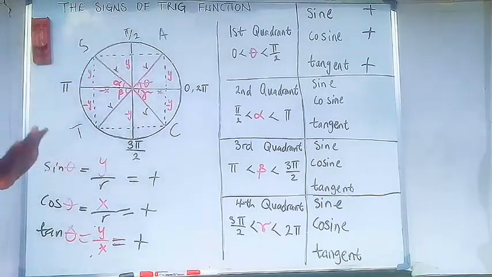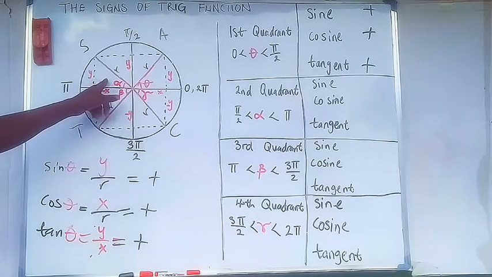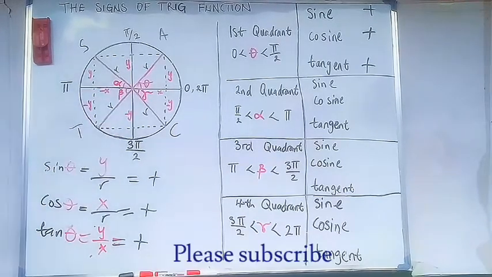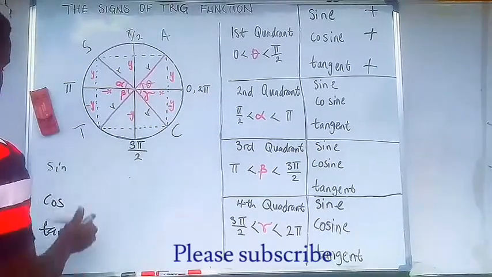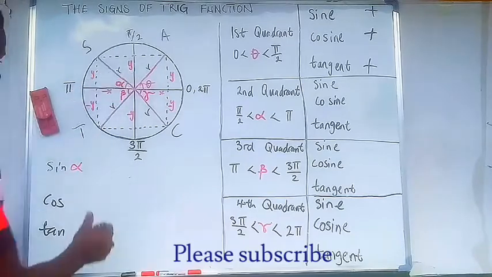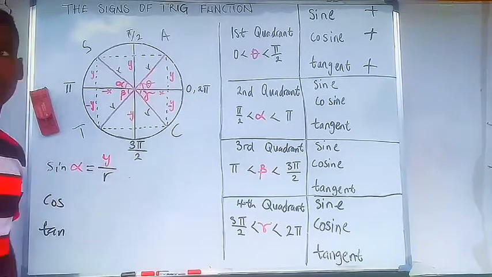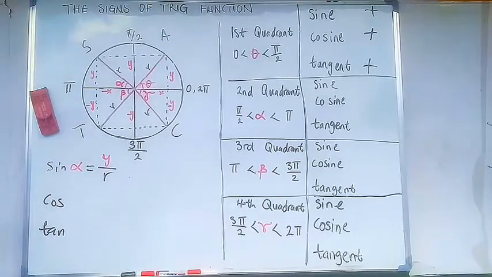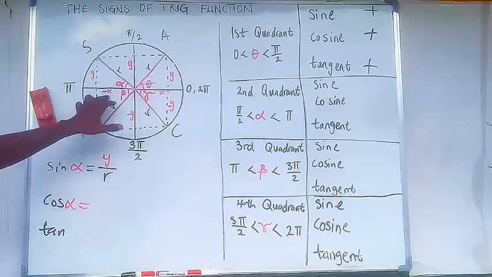Now we move over to the second quadrant to show that only sine is positive. Now we notice that here we are dealing with angle alpha, no longer theta. So the sine of the angle alpha will become opposite over hypotenuse, that is y over r. And we go again for cosine. Now cosine of the angle alpha will become adjacent over hypotenuse.